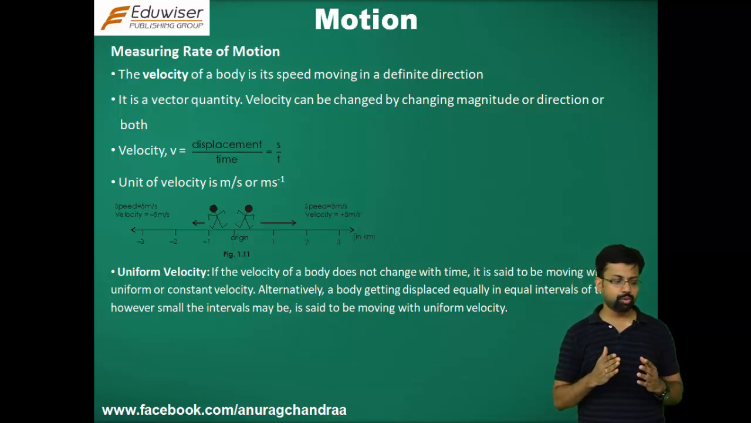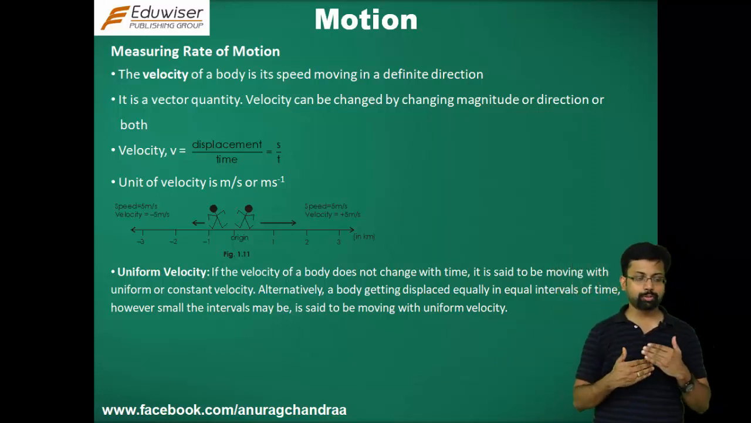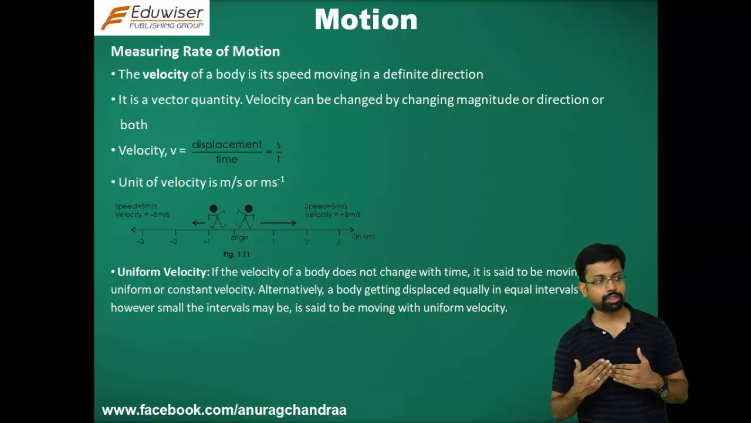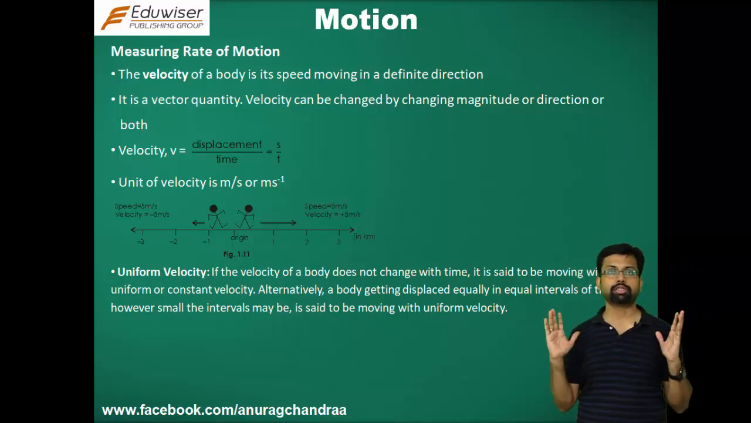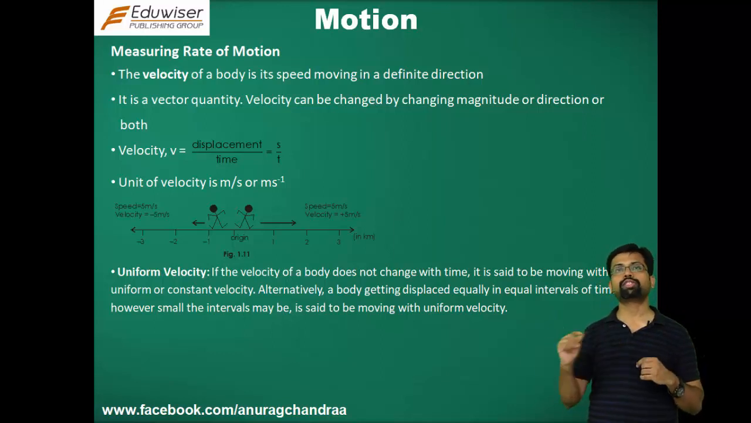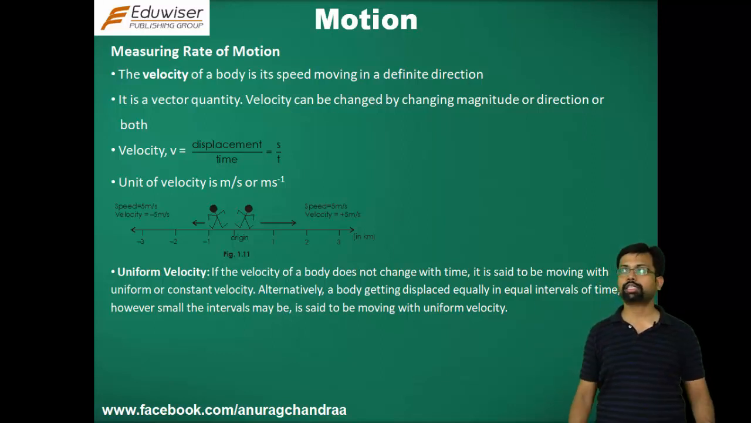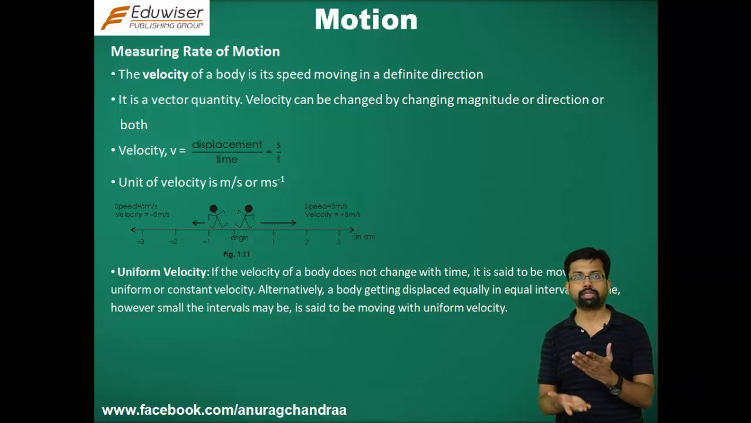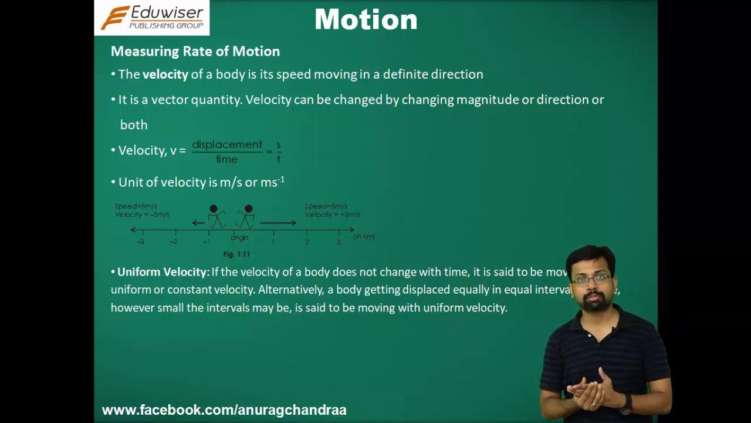Speed just informs you about the overall rapidity of the motion. It doesn't tell you anything about the direction. Velocity is what tells you about the direction. So you would know in which direction you are moving. When I say that I am moving with a speed of 20 meters per second, you would not know in which direction I am headed.